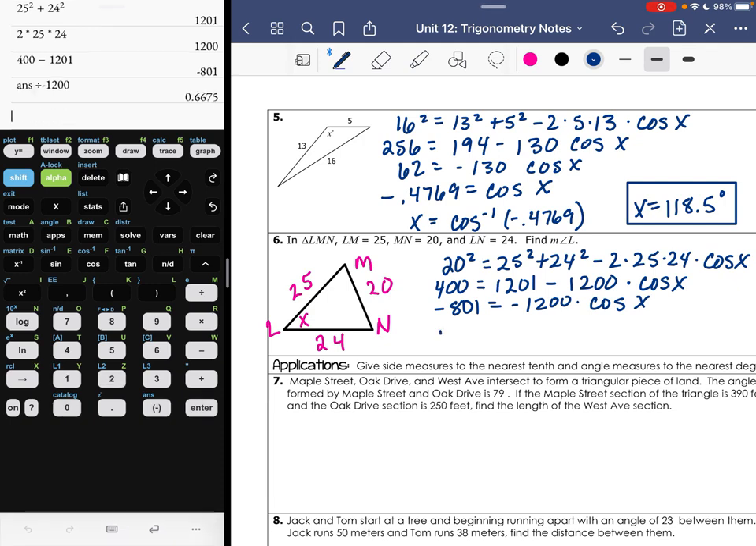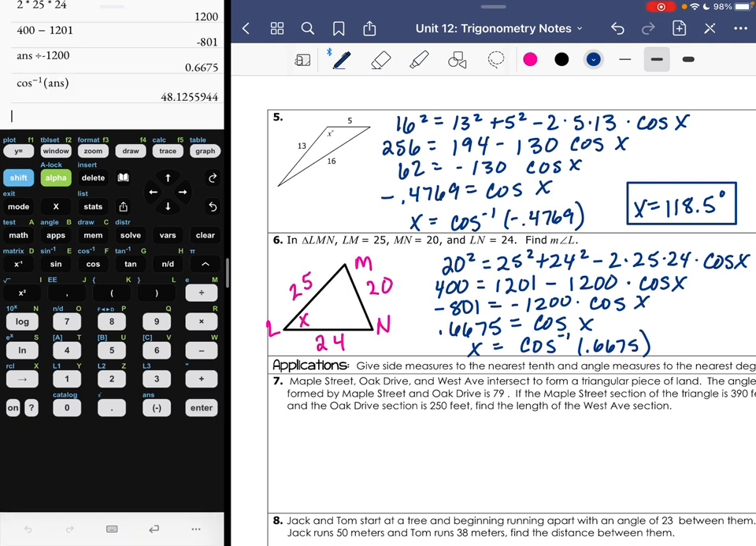So that is 0.6675. So that means that x is going to be the inverse cosine of 0.6675. So inverse cosine of the answer. So x is a 48.1 degree angle.